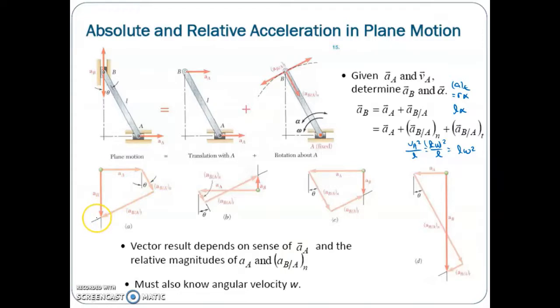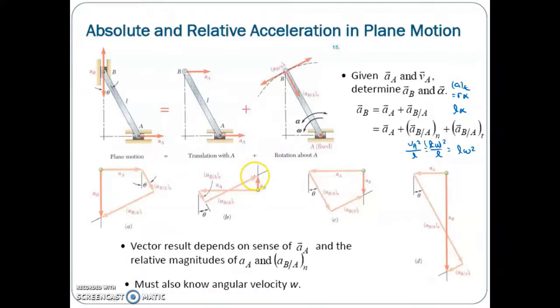Then your A_B has to go downwards. Another scenario is when your A_A is going to here. Our A_B always has to come down, going towards this particular angle here. Then in this case the tangential relative acceleration will go upwards like this, with the angle theta. Then our A_B is going upwards.